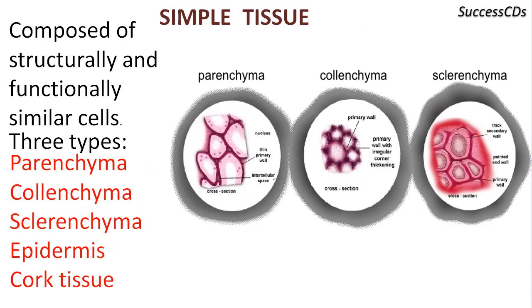Simple tissues, composed of structurally and functionally similar cells. It is of four types. Parenchyma has cells which are live and they are oval, elongated and loosely packed with large intercellular spaces. These tissues are found throughout the plant body.